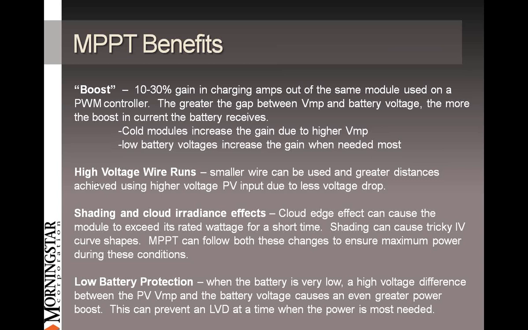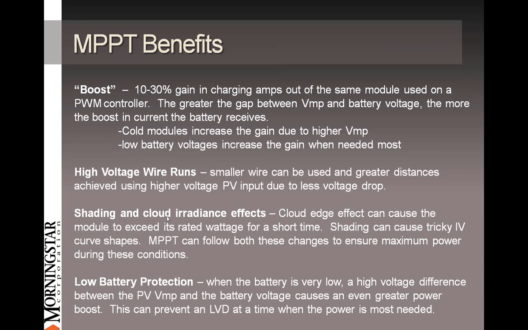So another benefit is higher voltage wire runs. If you can wire the PV array at a high voltage, you can put the array further away from the battery, further away from the controller. You can use smaller wire. Certainly copper is expensive, so if we can save some of that, that's always a benefit.